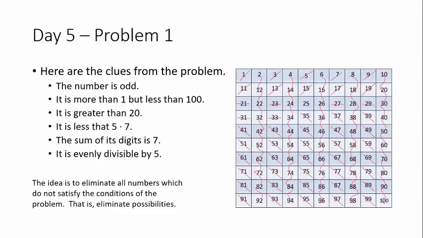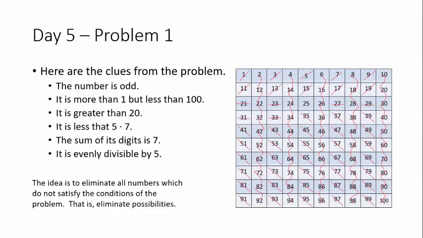21 does not work. The sum of the digits is 3. 23 is eliminated because the sum of the digits is 5. The sum of the digits of 25 is 7. I'm keeping it. 27 has a sum of 9. 29 gives me a sum of 11, which is too large. 31 and 33 are both too small. Their sums are 4 and 6. So 25 is the number that's left.